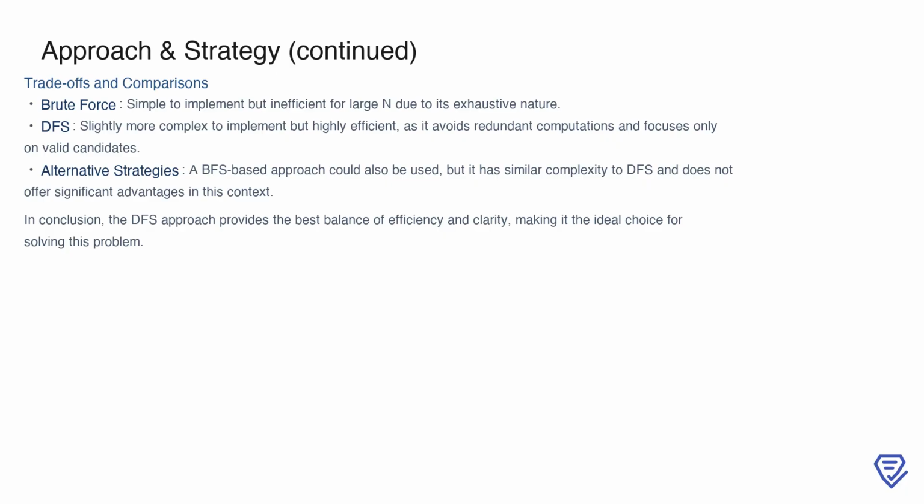Additionally, while an alternative breadth-first search, or BFS, approach could be used, it has a similar computational complexity to DFS and doesn't provide any distinct advantages in this specific problem. Overall, the DFS approach strikes the best balance between efficiency and clarity. By focusing on generating valid candidates and reducing unnecessary checks, it addresses the inefficiencies of brute force and provides a scalable solution for finding confusing numbers. This makes it the ideal strategy for solving this problem.